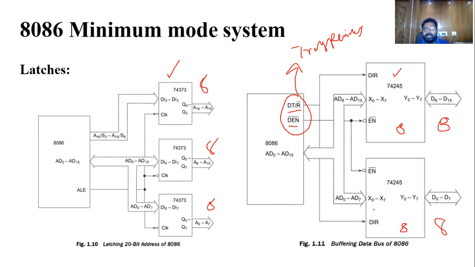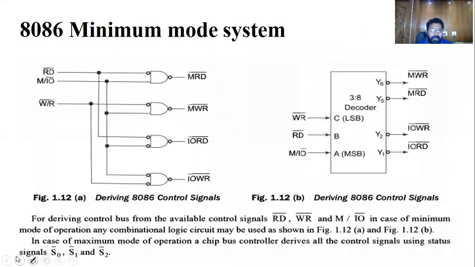What about the data? Whenever you have to receive the data or transmit the data, you enable the data, and for all that you require the transceivers. Okay, these are the purposes. Now see this.